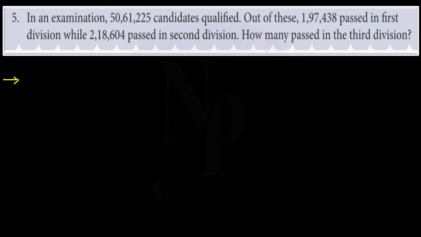So the number of students passed in first division is 1,97,438, and the number of students passed in second division was 2,18,604. Add these two numbers.